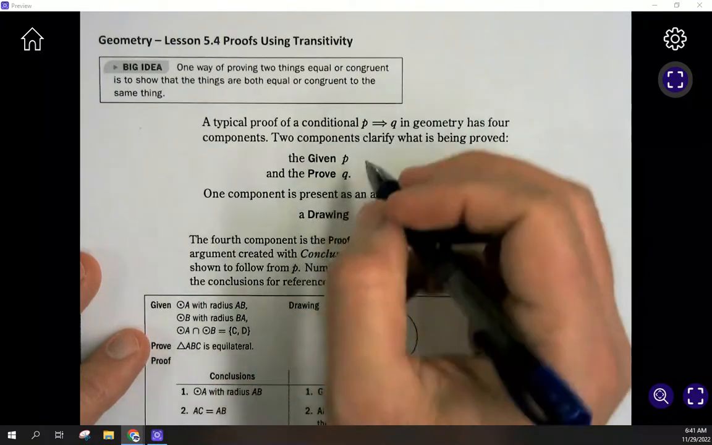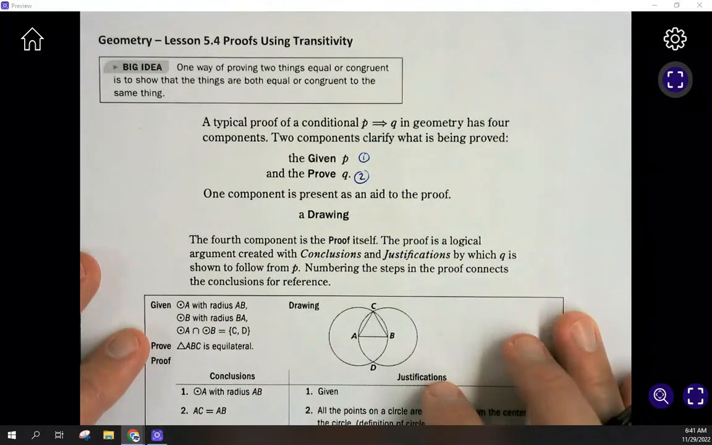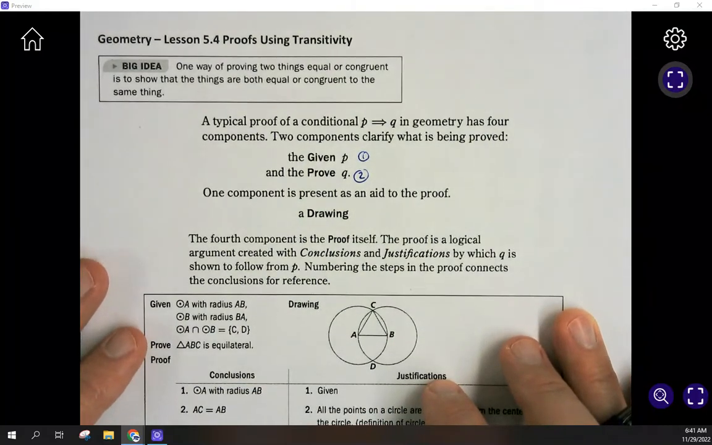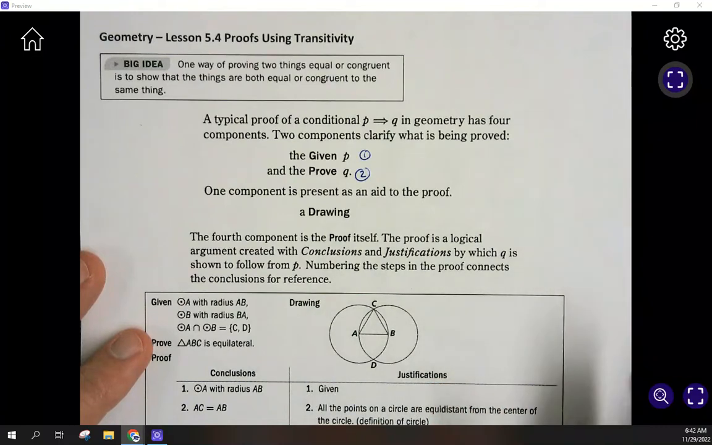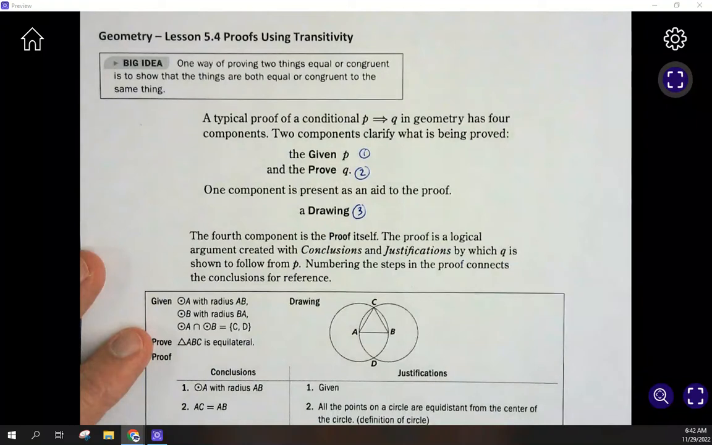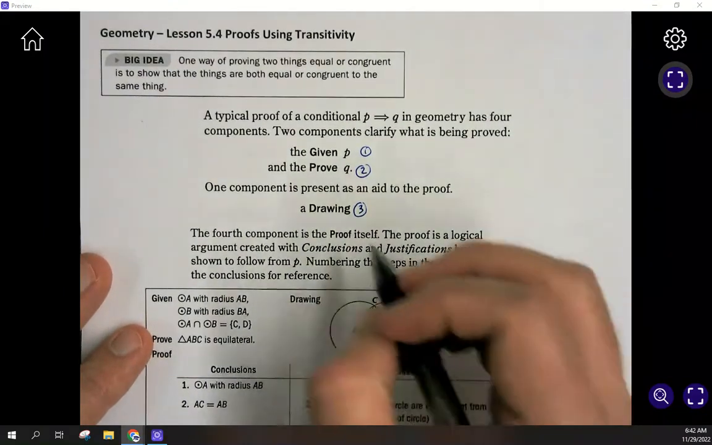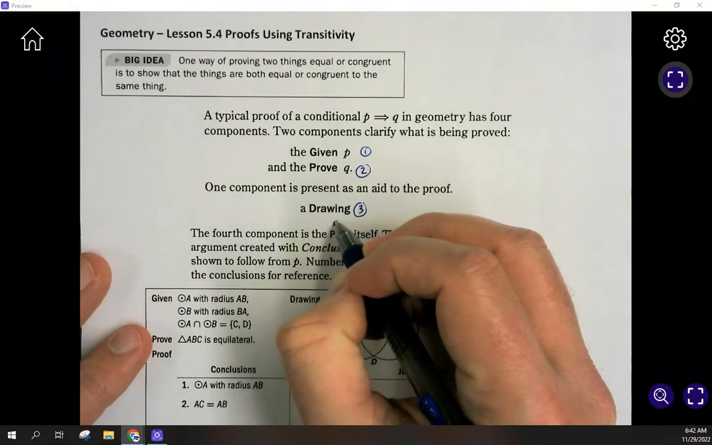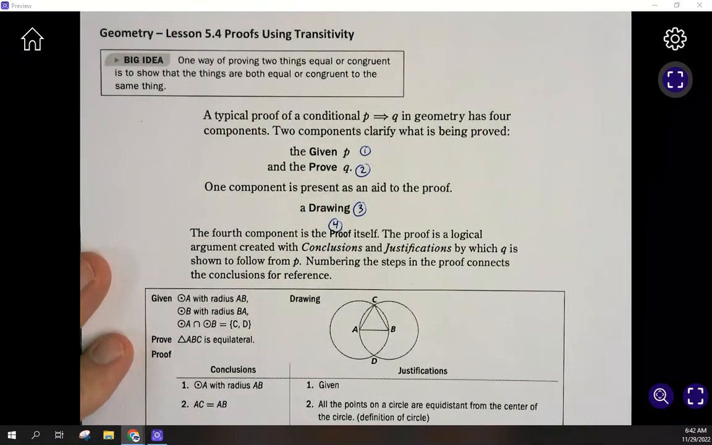The third thing that should be given in a proof is some kind of drawing. Here in geometry, we're looking at some kind of figure, prove it to be true. We need to see what's going on. So there's your drawing. And then the fourth component is just the actual proof itself. Everything that's in between, all of your statements that get you from A to B, or from P to Q in this case.